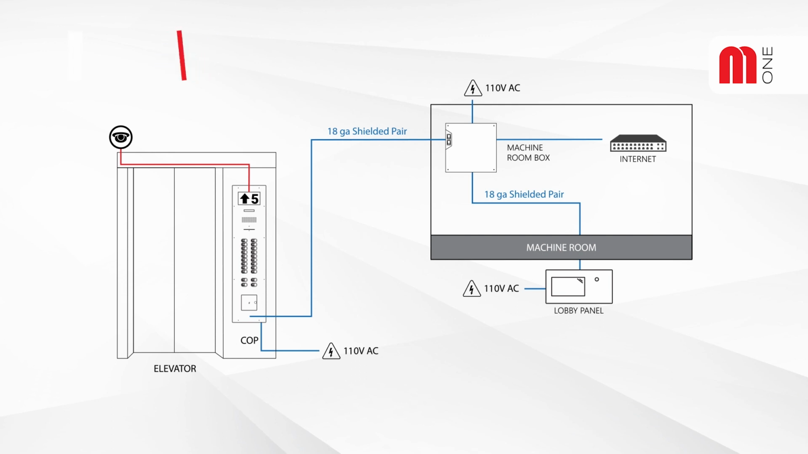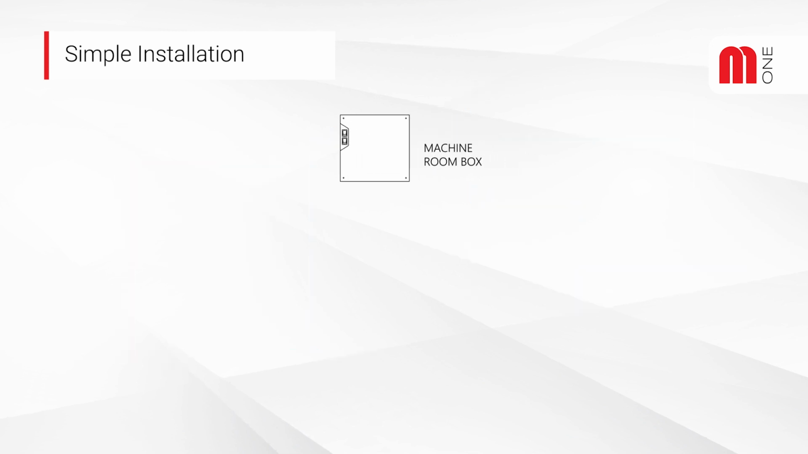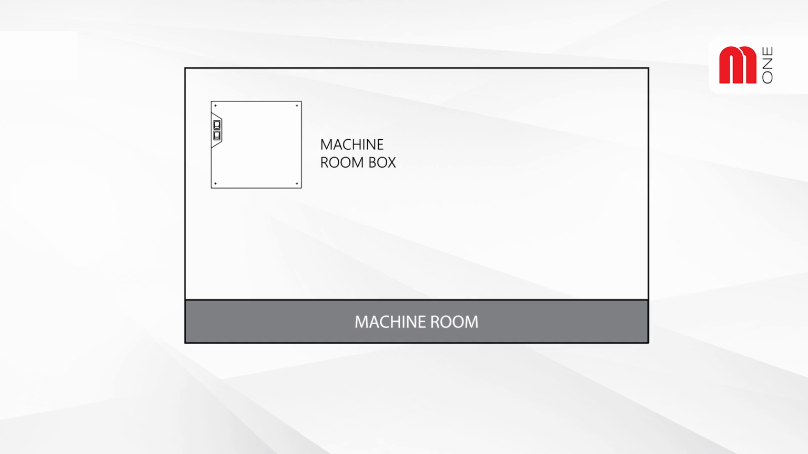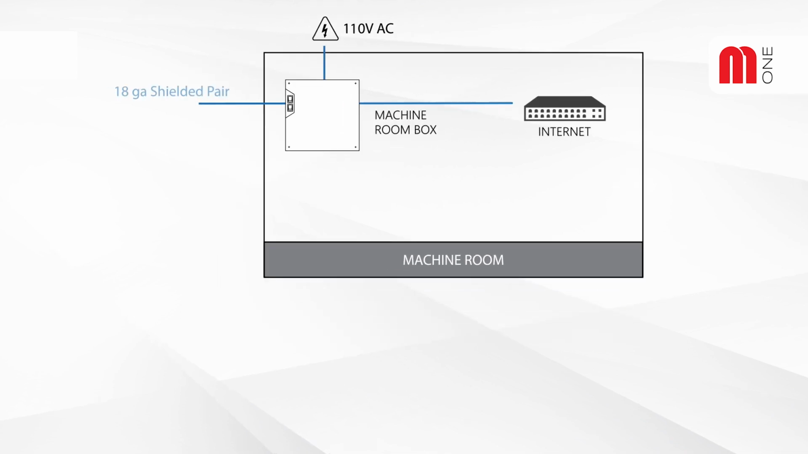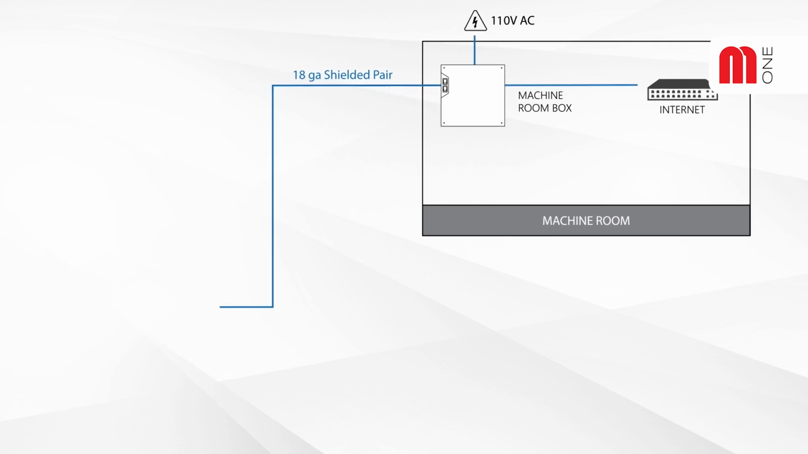Installation is simple. All systems are pre-configured in the MAD factory. Simply connect the car operating panel to power and internet, and you're up and running. The machine room box gets installed in the machine room or hoistway. Connected to this box is internet, 120V power, and 18-gauge twisted shielded pair running to each elevator.